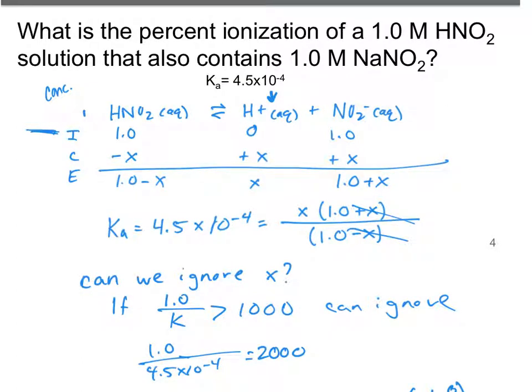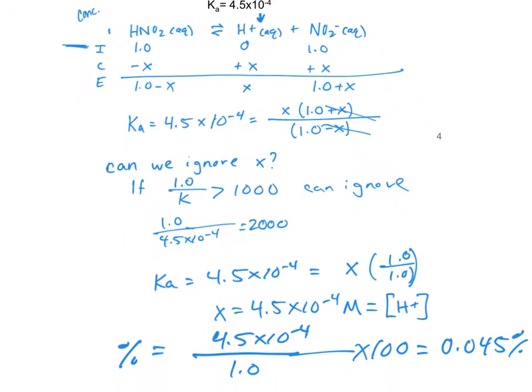the initial concentration. Okay? That's a big thing that it's easy to miss. And then it's simply solving an ice table as you normally would. All right?